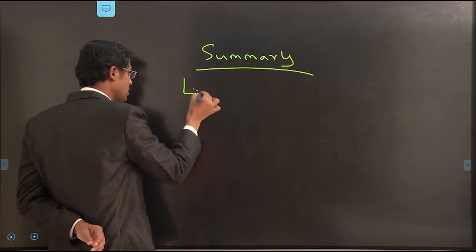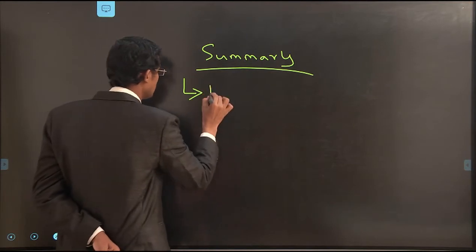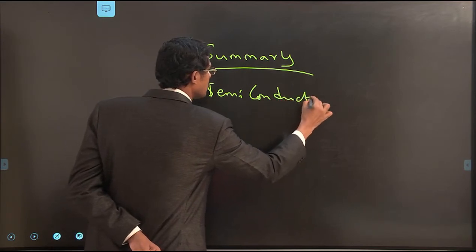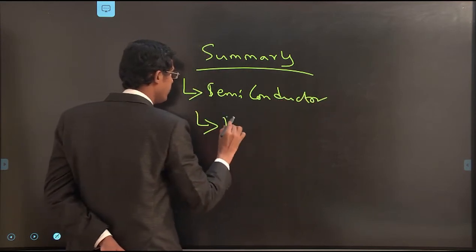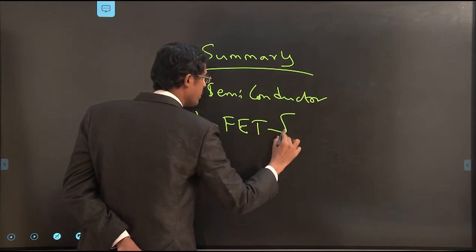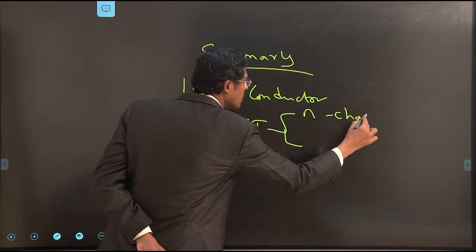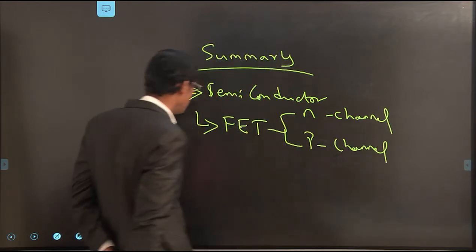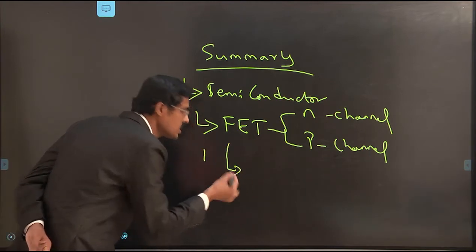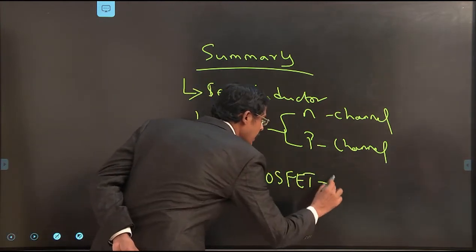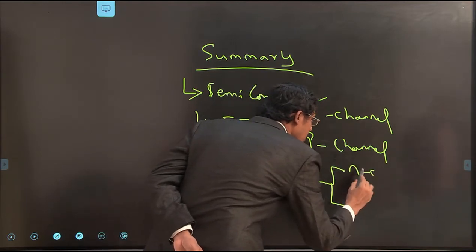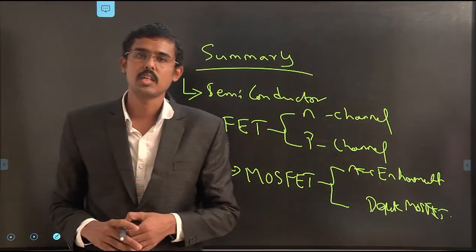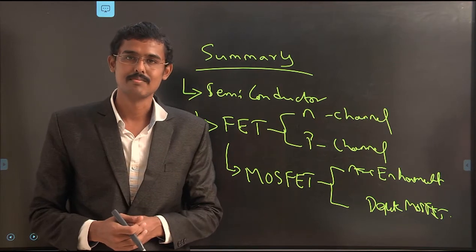So in this class we have seen the semiconductor, the FET, and here we have divided it into N channel and P channel FETs. Similarly, FET is divided again into MOSFET, and this again we have divided into enhancement and depletion MOSFETs. The remaining part of the subject we'll see in the next session. Thank you.